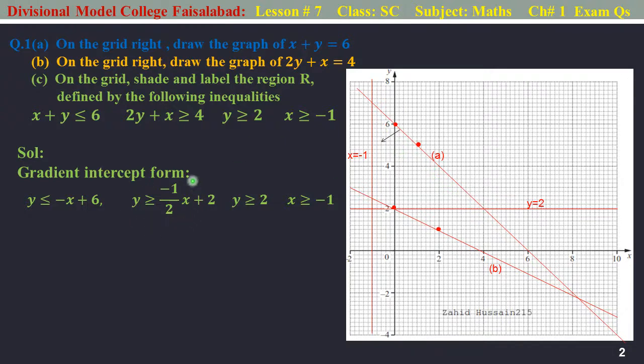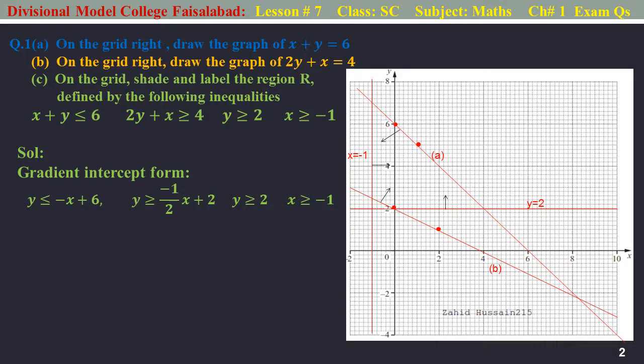And for this inequality, the graph of this inequality is this line, and there is a greater than or equal to sign. So the region above this line is the defined region, and this is the line y is equal to 2, and the region above this line is the defined region. And this is the line x is equal to minus 1, and it is greater than, so it means all the values which are greater than minus 1, and the region on the right hand side of this line has the points which are greater than minus 1.